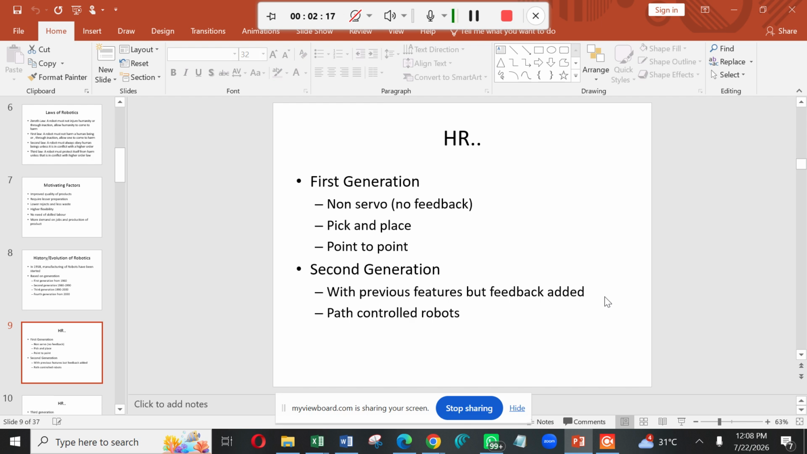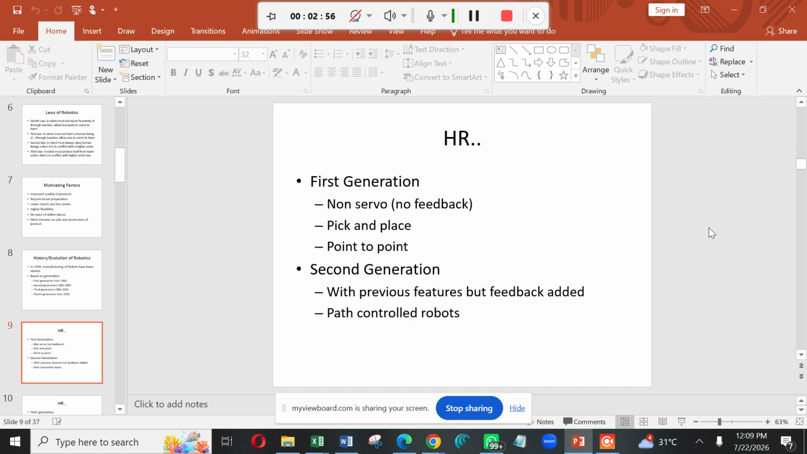So basically, the systems were not too much digitalized. Then there was only pick and place. It may move only point to point. There is no continuous motion. So you have to make some coordinates, and you have to follow only the coordinates. No continuous monitoring or motion like that. So that is very important.